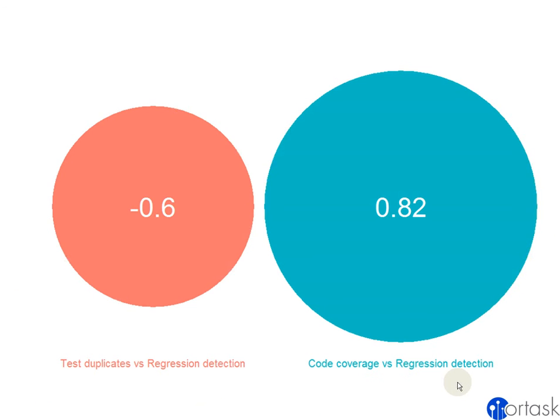Okay, so again, visualizing these correlations, on the left hand side we have the inverse correlation between test duplicates and regression detection, and on the right hand side we have the positive code coverage versus regression detection correlation. So on the left hand side, this means that the higher the amount of duplication or test duplicates you have in your test suite, the less likely your test suite is capable of detecting regressions. Okay, and this is very, very important.